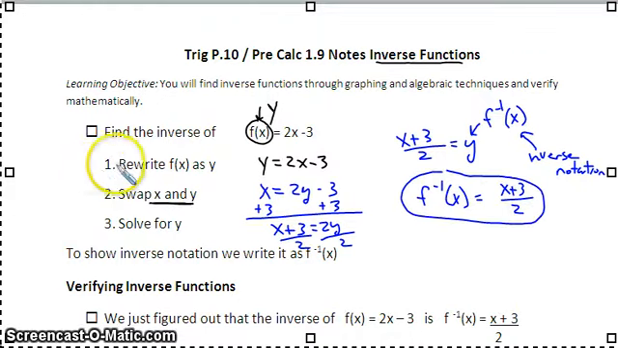So again, I've written the steps over here for you so you can see it's really a 3-step process. Get rid of the f of x, or whatever that is. If it's an f of x, a g of x, or an h of x, replace it with the y. Swap out the x's with the y's, and the y's with the x's, and then solve your equation for y. And don't forget to use the inverse notation when you're all done.